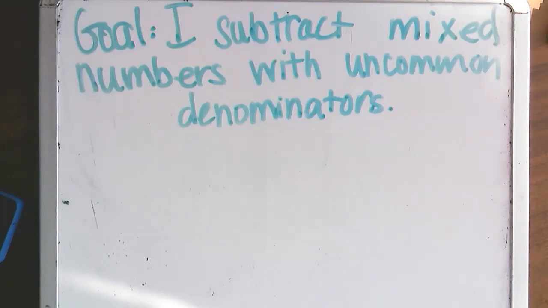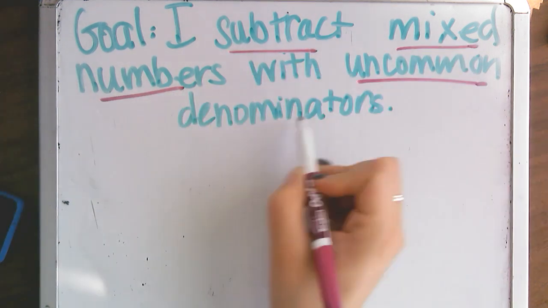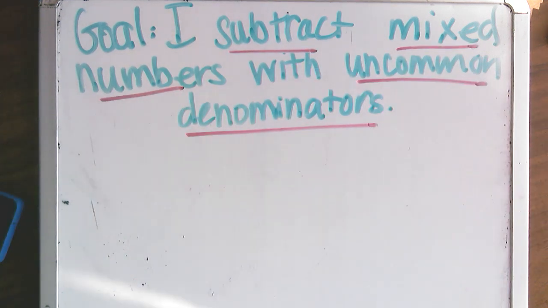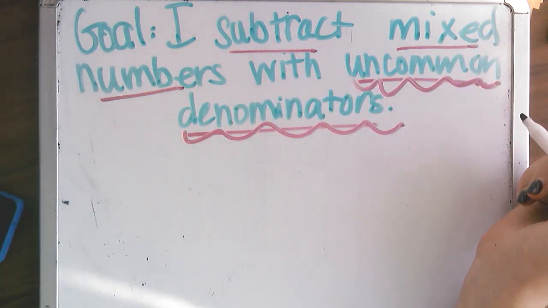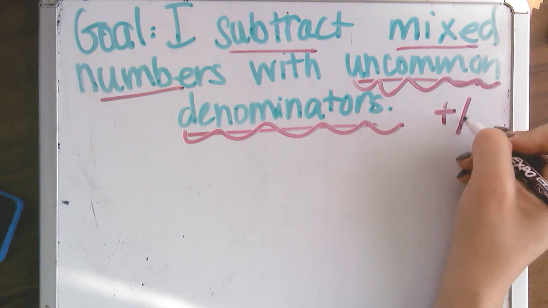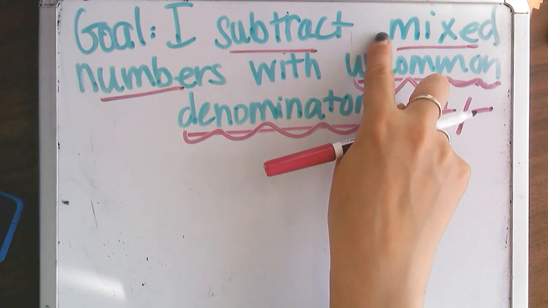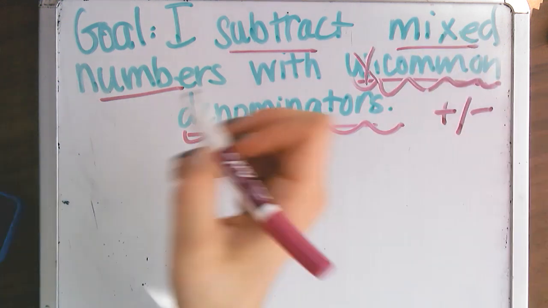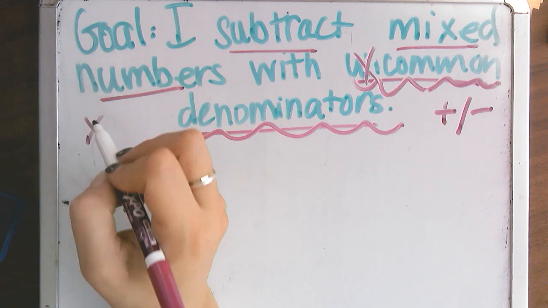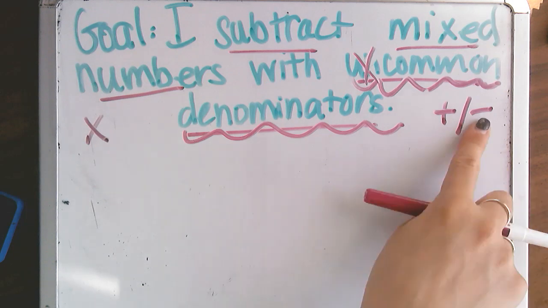Today, our goal is to subtract mixed numbers with uncommon denominators. So again, we have this pesky uncommon denominator. And in order to add or subtract, we have to have common denominators. So not uncommon, we need common denominators to do that. And in order to get those, we must multiply. So today we're just going to walk through a few problems that show you how to create that common denominator so that we can subtract.